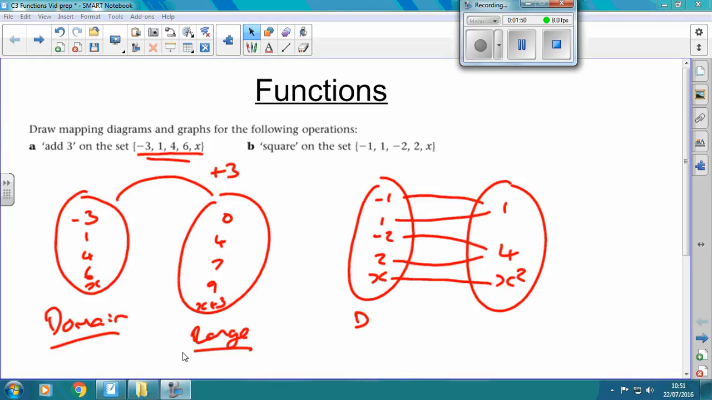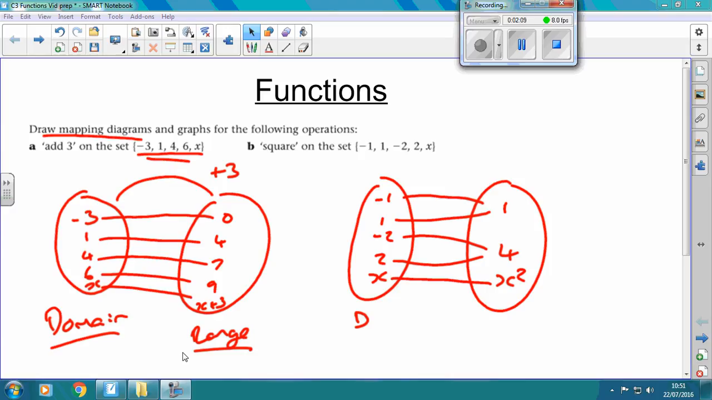Notice on this one, this single element goes to this single element here. But here we've got two elements, -1 and 1, both going to 1. So that is how we draw mapping diagrams. This here would be the mapping diagram.